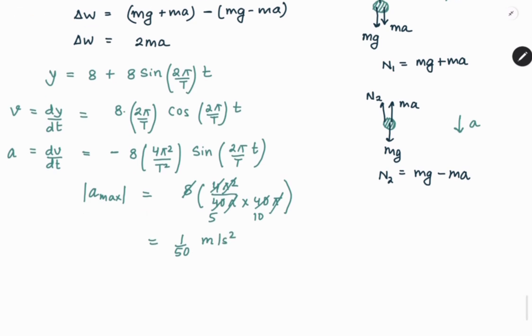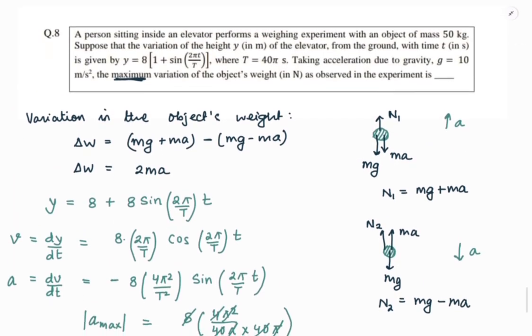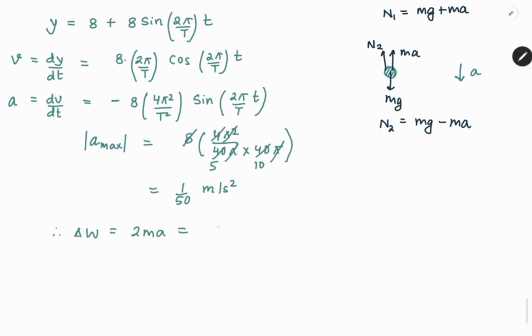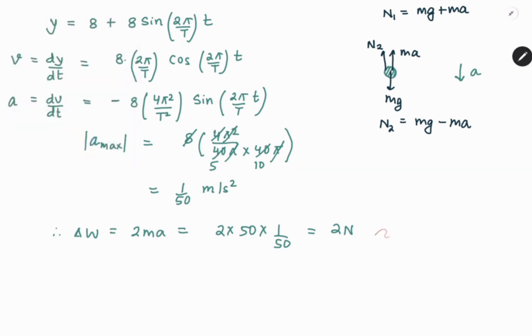Therefore the variation in weight which we are looking for, delta W, is equal to twice ma. The mass of the person over here is 50 kg. So twice 50 into 1 by 50, we obtain 2 Newton. So for this particular problem, the correct answer is 2 Newton.